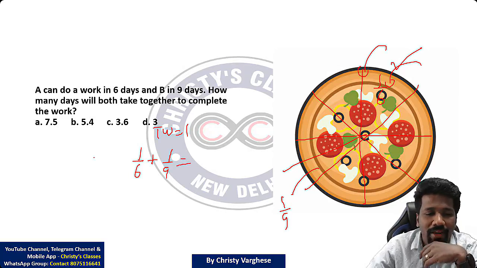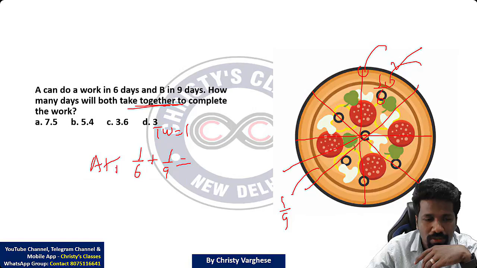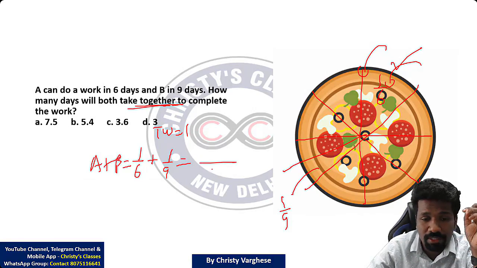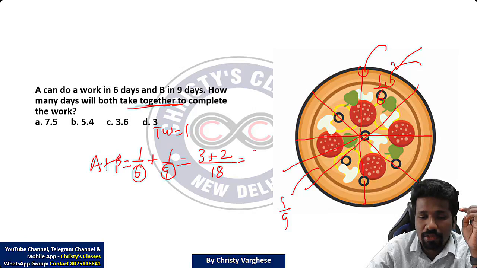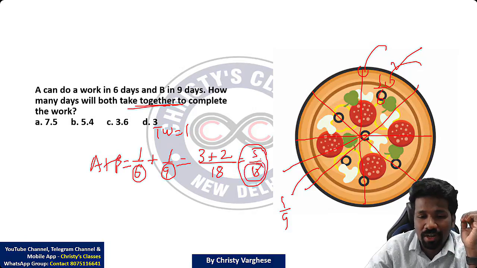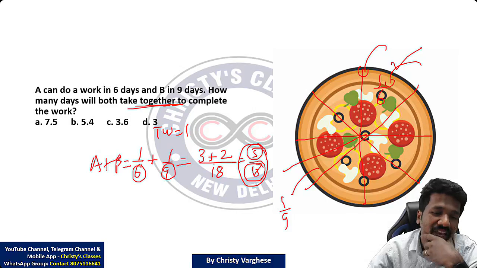Now A and B together want to work. So A and B together means 1/6 plus 1/9. That means take the LCM of 6 and 9, the LCM is 18, right? So 6 into 3 is 18, so 3 comes in the numerator. 9 into 2 is 18, so 2 comes in the numerator. So 5/18. That means every day A and B together can eat 5 parts out of 18 parts.